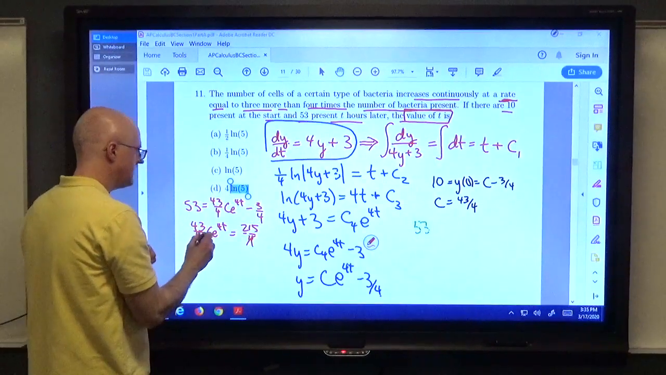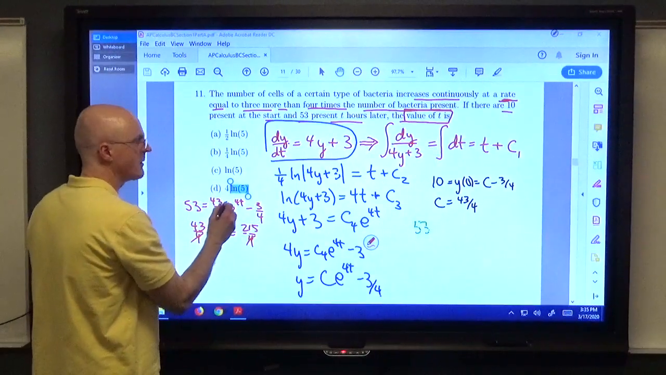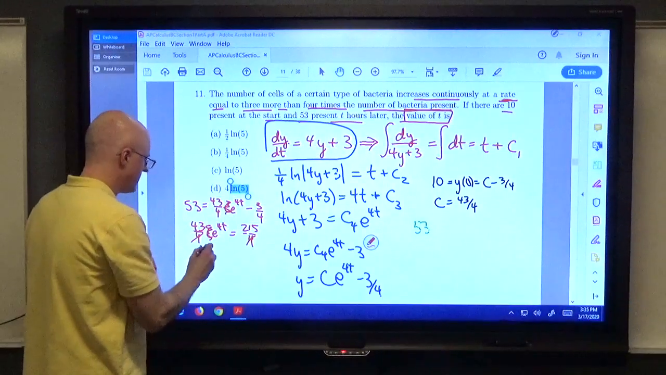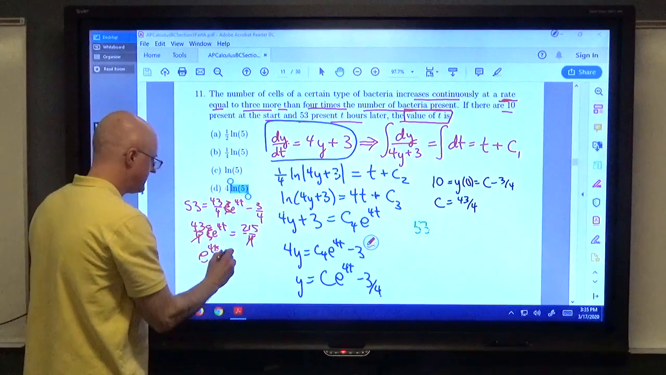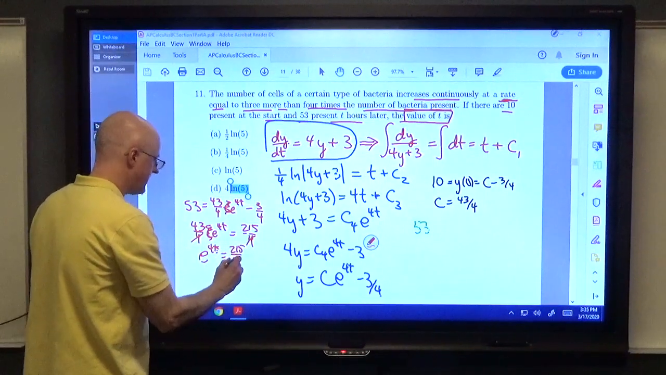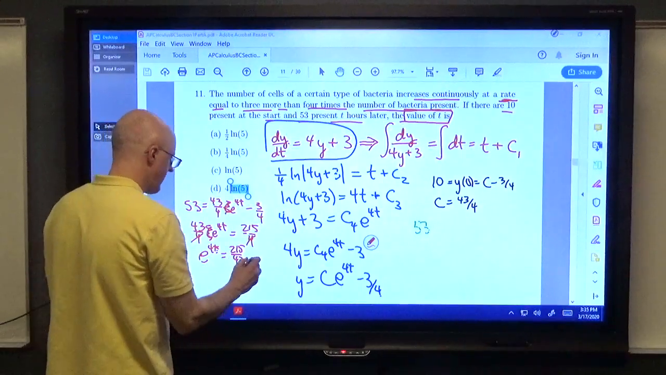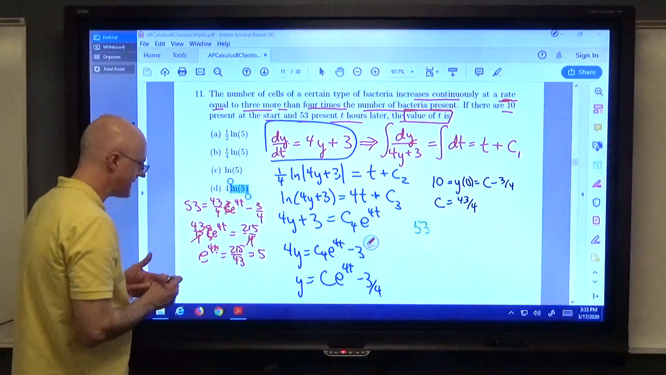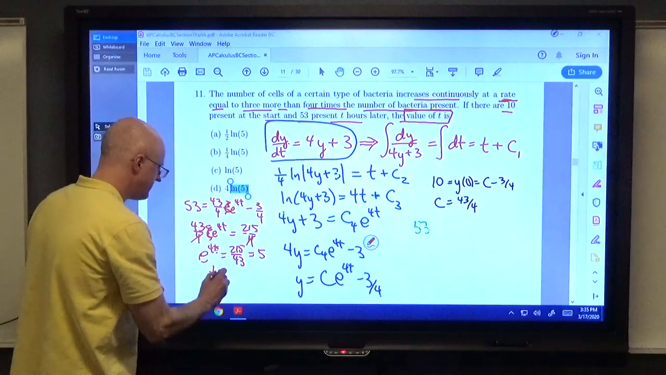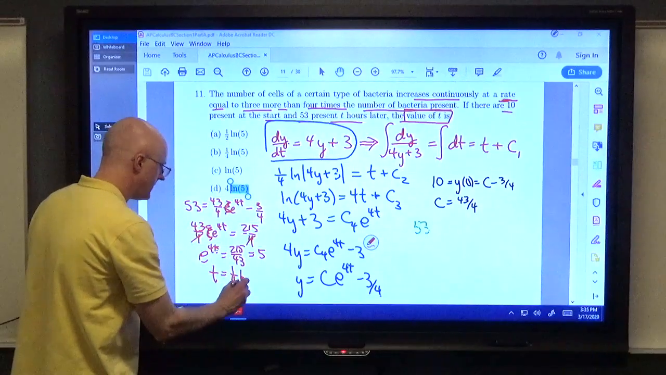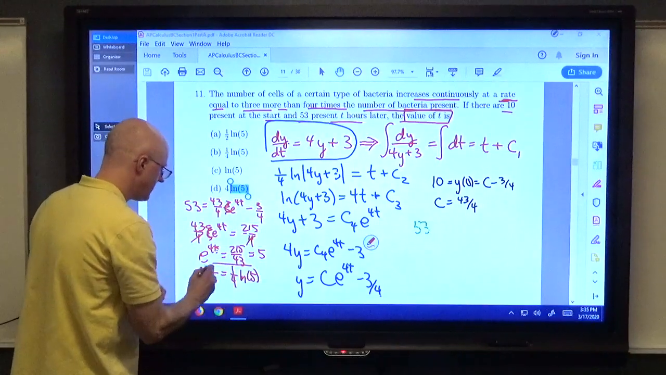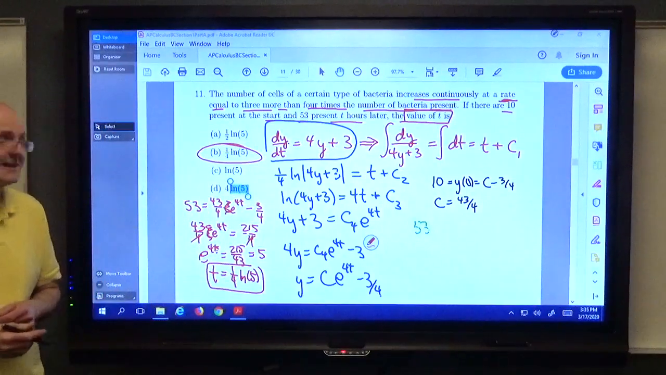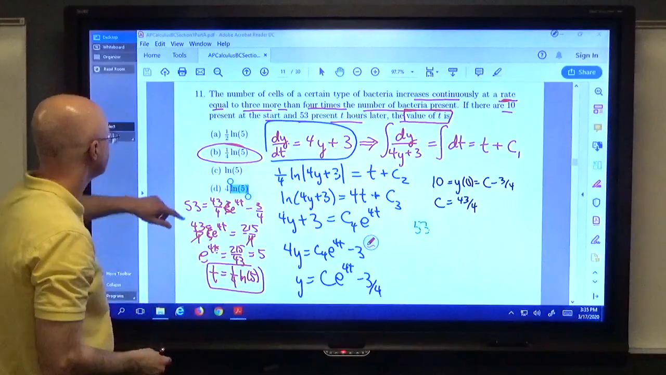The c is 43/4. E to the 4t is going to be 215 over 43, which amazingly simplifies to a nice number. That is 5. Now take the log of both sides. 4t will be natural log of 5. T is going to be 1/4 natural log of 5. Choice B. Okay, so yeah, that one's a nasty one.